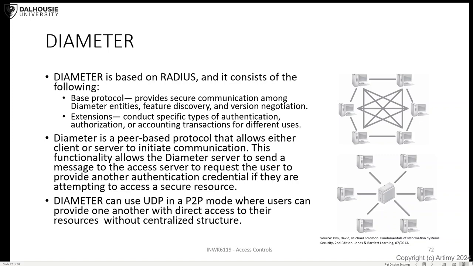Diameter has a different functionality as well. All of those are centralized servers, right? But Diameter actually allows you to do peer-to-peer authentication as well. You can use it as a centralized server, but you can also use it in a peer-to-peer fashion where users can grant each other permissions. So that's another difference between Diameter and Radius. Diameter also uses UDP, like Radius.